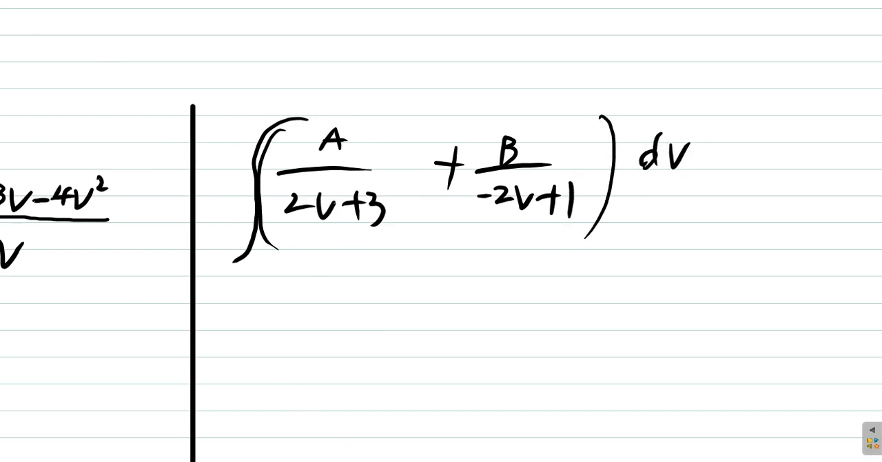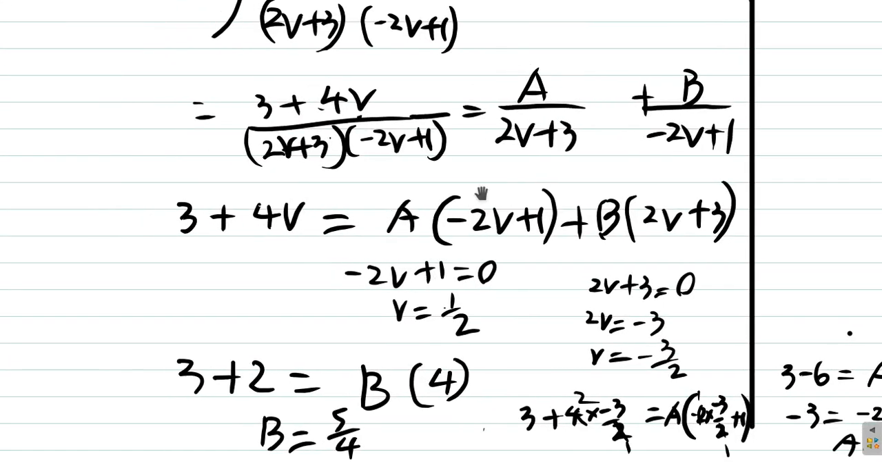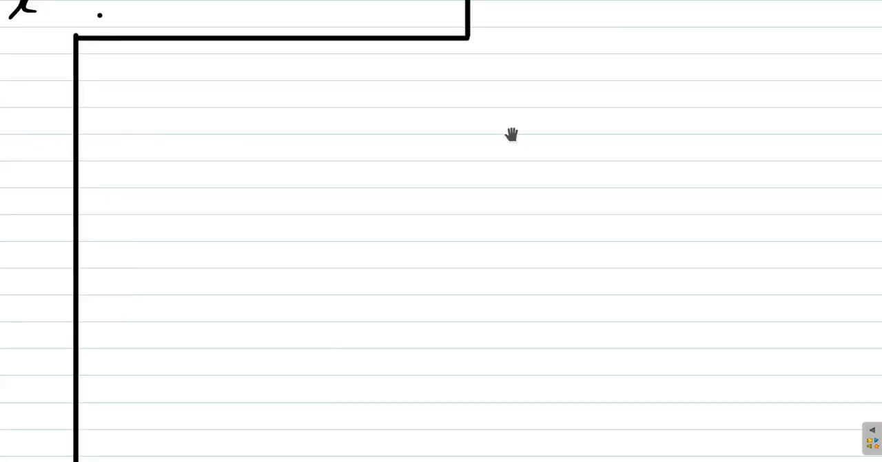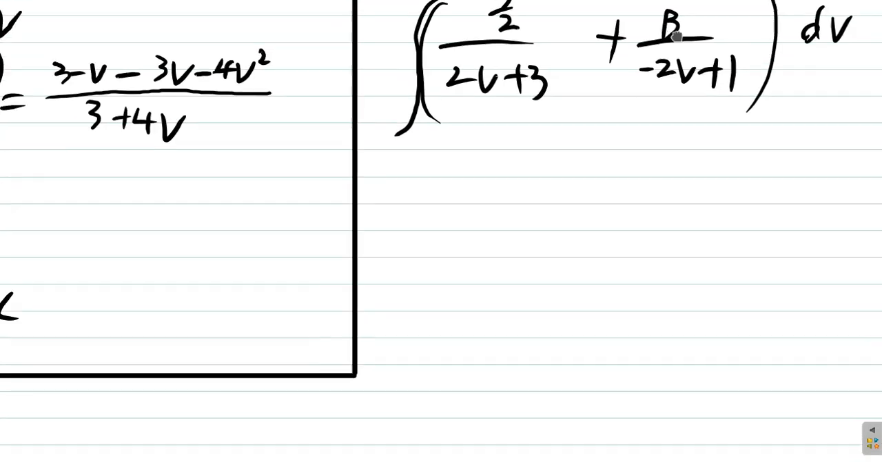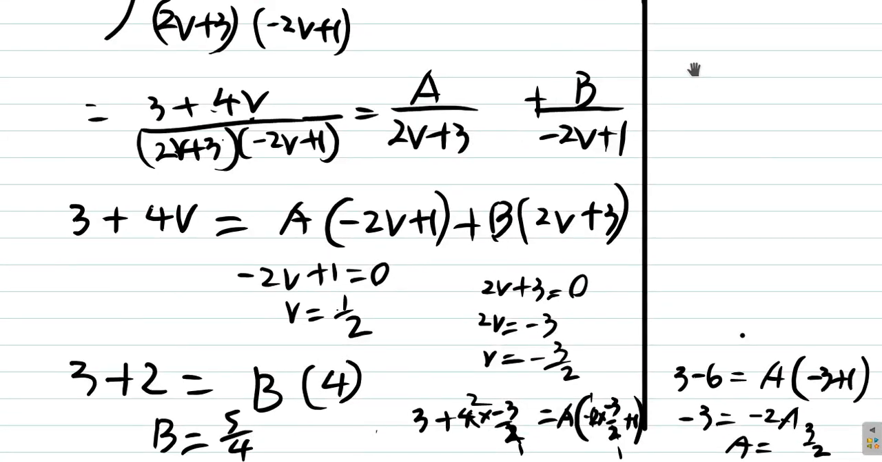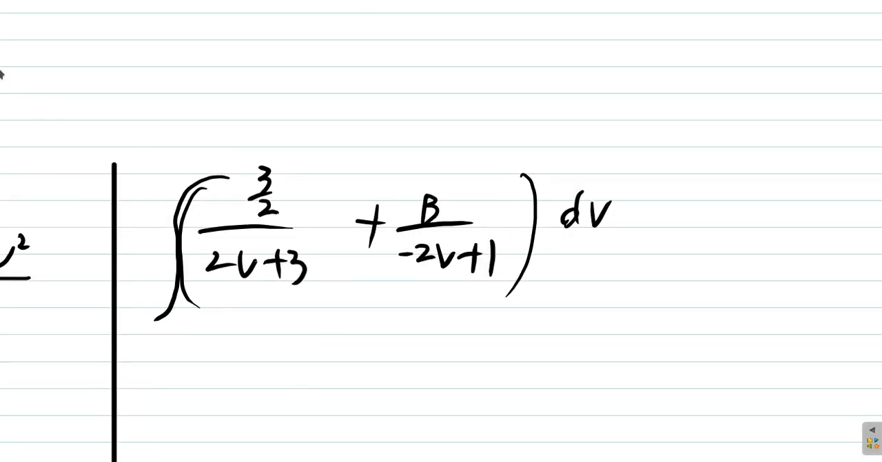But what is A again? A is 3 over 2. So let's change this to 3 over 2. And B is what again? B is 5 over 4. I wonder if I made a mistake somewhere there, because of the large amount of work that we have to be doing.